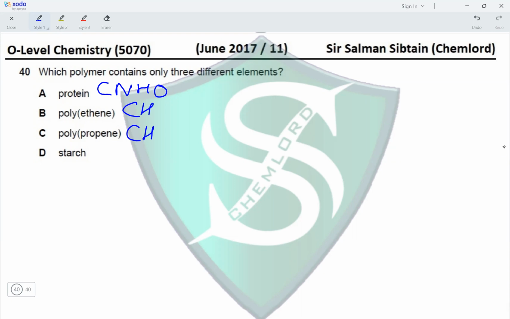Starch is a polysaccharide composed of molecules of glucose in a polymer unit. So, glucose is made up of carbon, hydrogen, oxygen. These are three different elements present. Therefore, starch is the correct option, making D the correct option for this question.